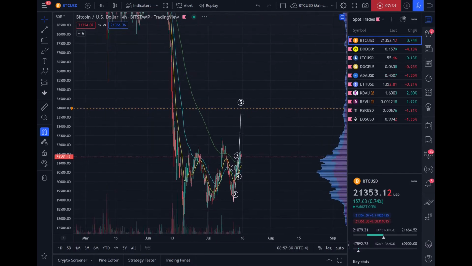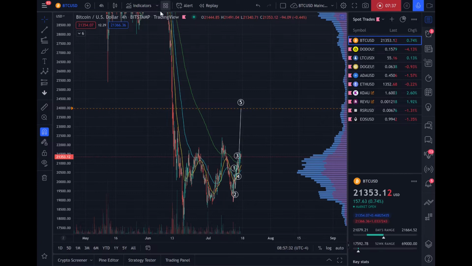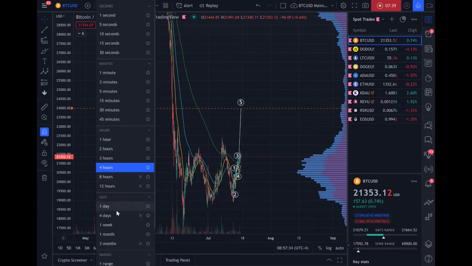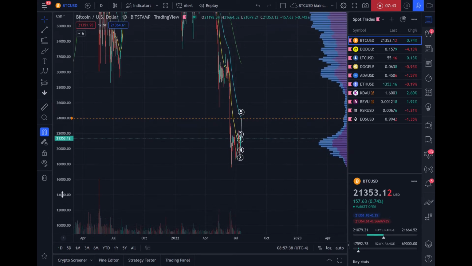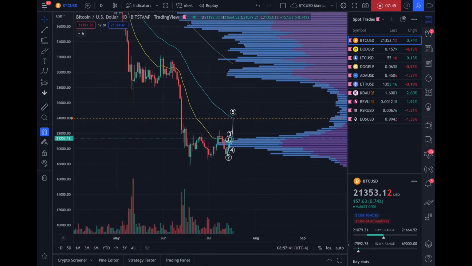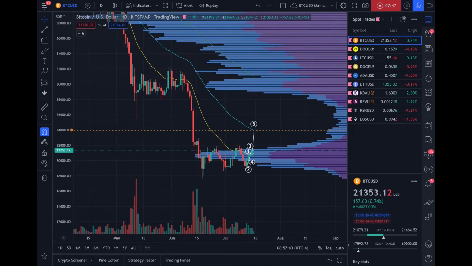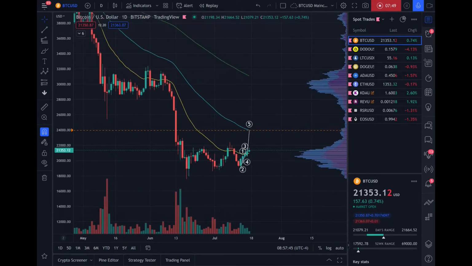But what I want to draw your attention to is now on a higher time frame. Let's switch to the daily. You can see that these EMAs tell a different story, okay? So now on the daily time frame, you see that we just broke above the 21 EMA. And remember, the 21 EMA is significant because it typically denotes the trend, the general trend of the market.